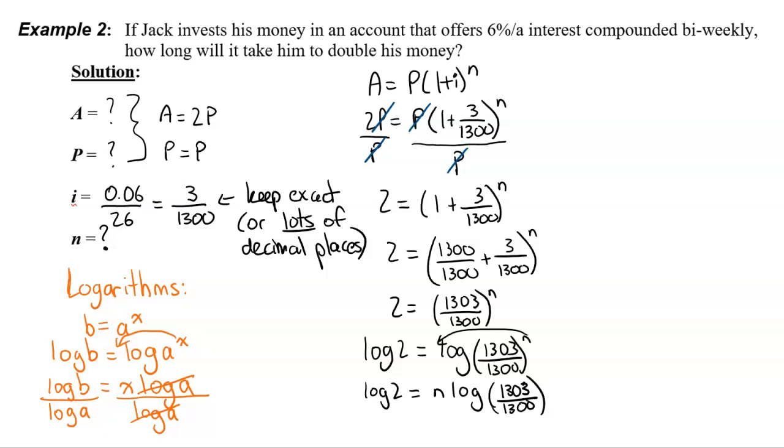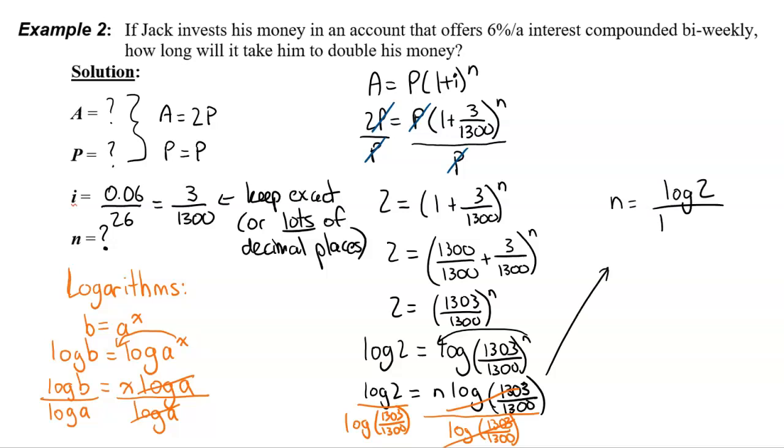Now what I can do is divide both sides by the log of 1,303 over 1,300. Whatever I do to one side, I have to do to the other side. And that cancels out on the right side, leaving me with what n is equal to. So n is equal to log of 2 over log of 1,303 over 1,300.